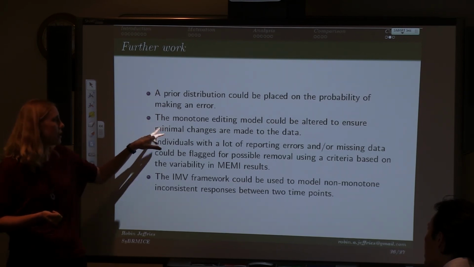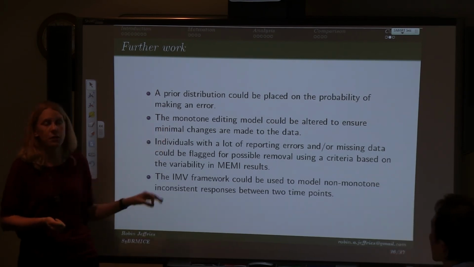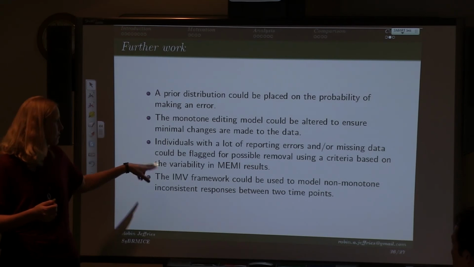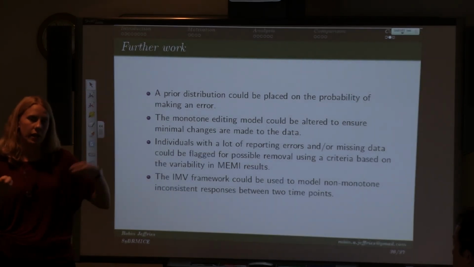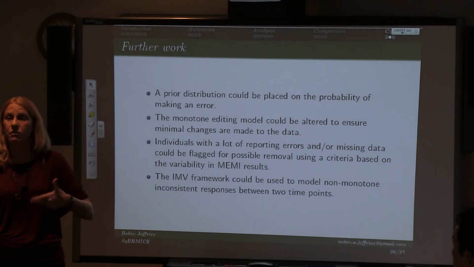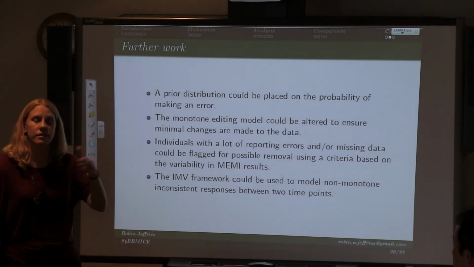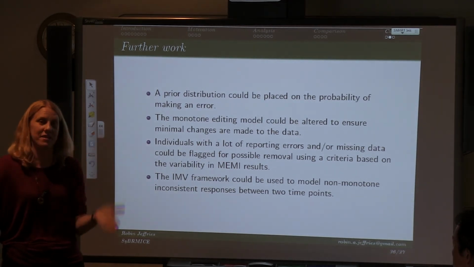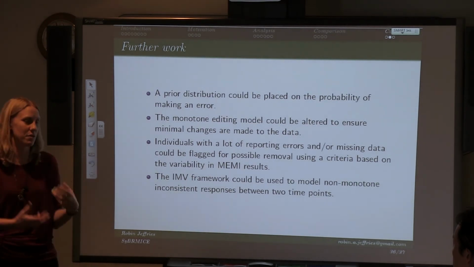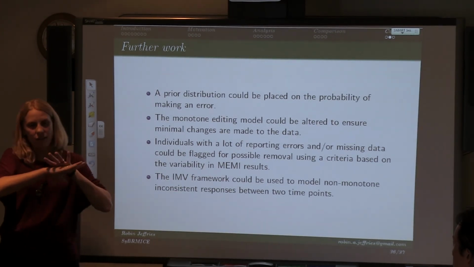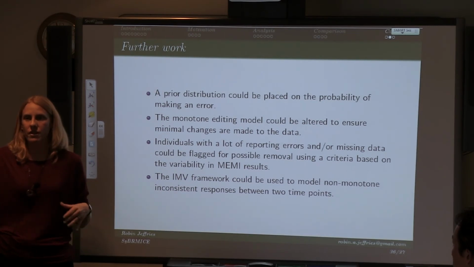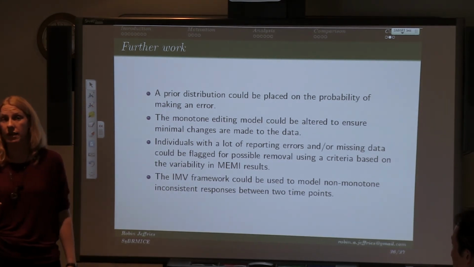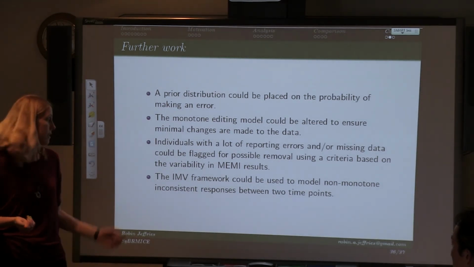As I mentioned, the monotone editing model could be altered to ensure minimal changes instead of just blanking out the entire record. It could also be used, perhaps the variability in the editing and imputation results could flag certain records of people who consistently report inconsistently, or you're just looking at this like, this person is messing with me, but that's a gut feeling. I want to be able to say, okay, if the variability in these responses is over this, then we're going to examine that record and maybe take them out. Maybe that's not part of the sample that we're actually trying to represent.